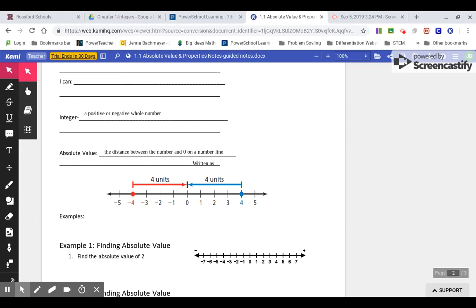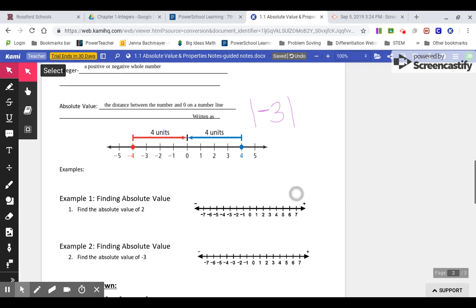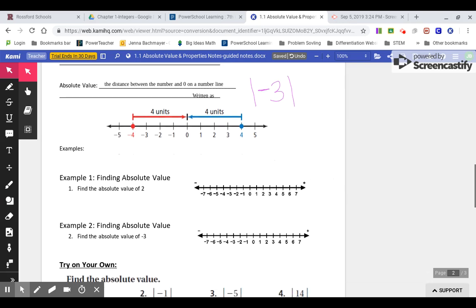Now, when we are writing absolute value, we have bars that we are using. So it is written as the value inside of our bars. So if I have, let's say, -3, okay, I'm taking the absolute value of -3, that is how it would look. For example, example 1, finding the absolute value.